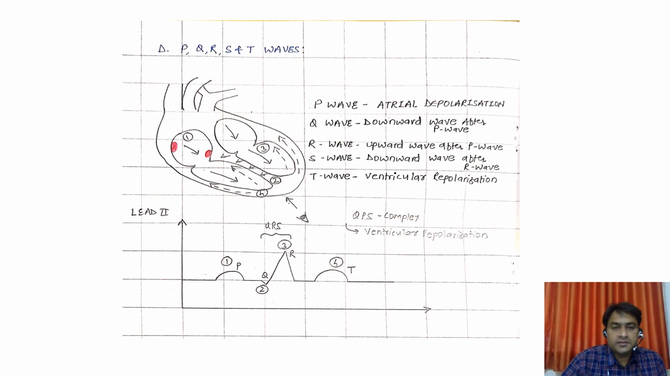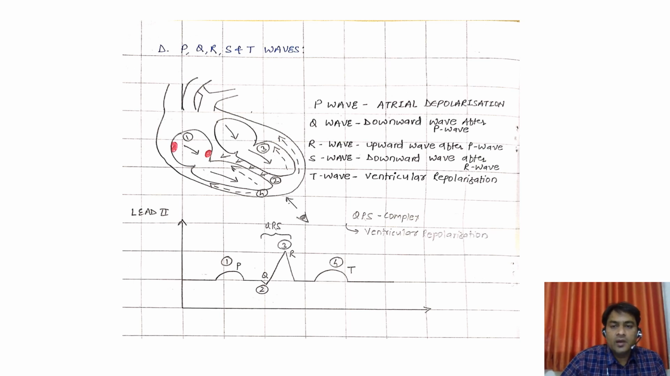Then the QRS complex. The QRS complex is because of ventricular depolarization. The Q is because of the depolarization of the interventricular septum. The depolarized wave is moving from left to right. Q is the depolarization of the ventricular septum, moving from left to right. So it is negative. That's why it is negative, because it is moving away from the recording electrode.